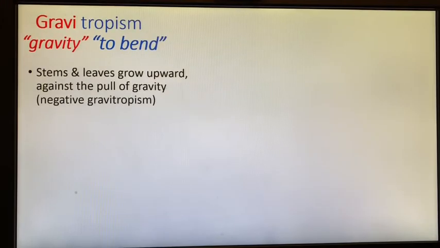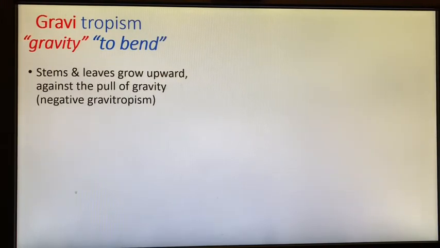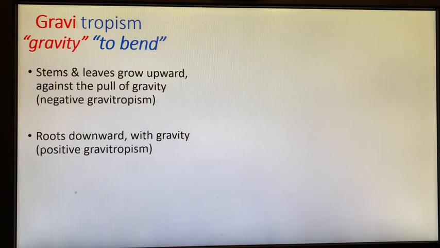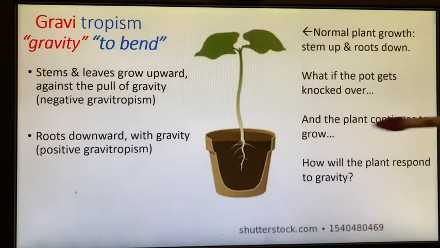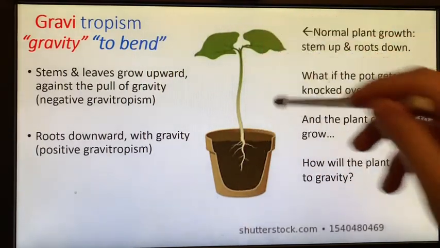So stems and leaves grow up against the pull of gravity. That's called negative gravitropism because it goes against the direction of gravity. Whereas roots grow down with gravity, a positive gravitropism. So normal growth, stem goes straight up, roots grow straight down.